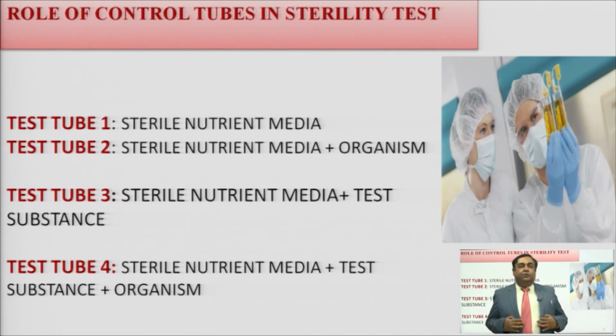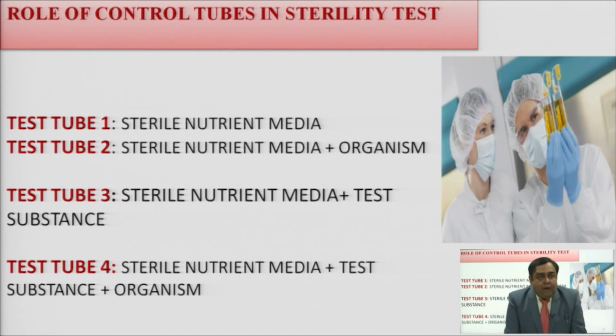Now, apart from this, we have to take some control tubes. Test tube number 1, we take sterile nutrient media. Test tube number 2, we take sterile nutrient media plus organism. Test tube number 3, sterile nutrient media plus the test sample which you want to test. Test tube number 4, sterile nutrient media, test substance plus organism.